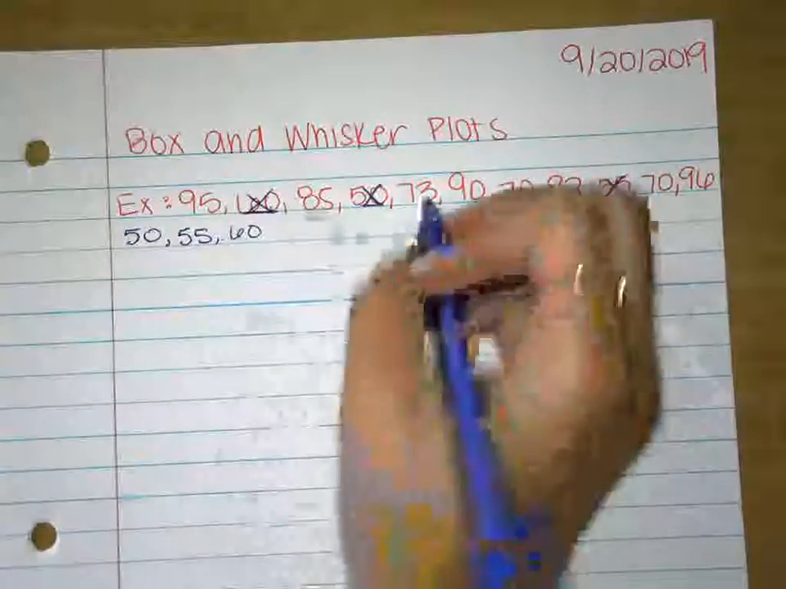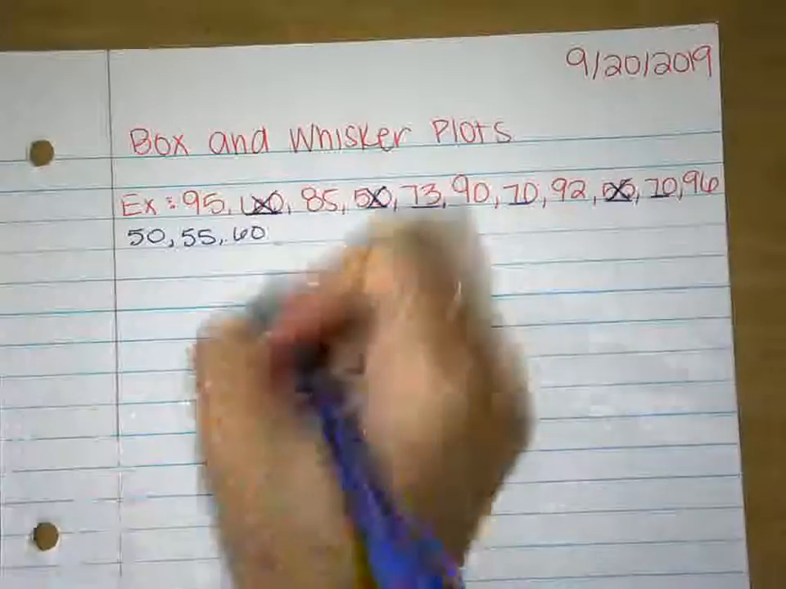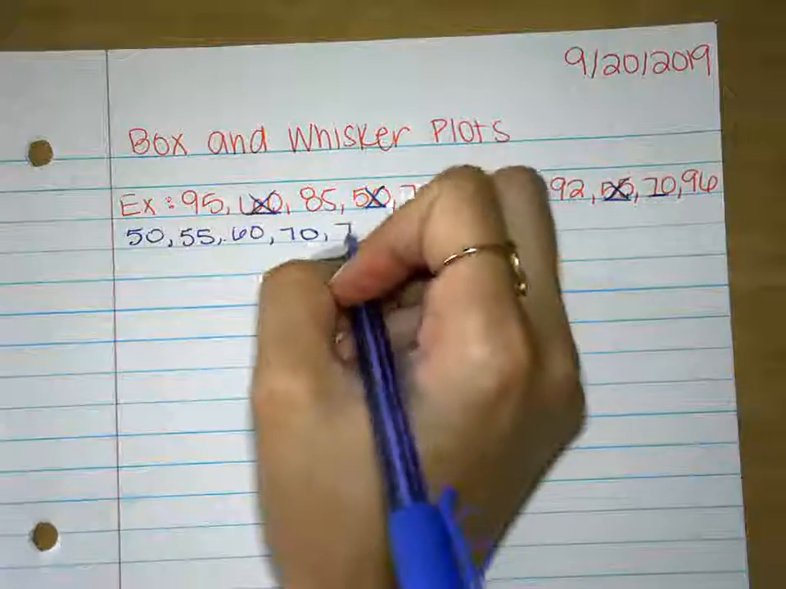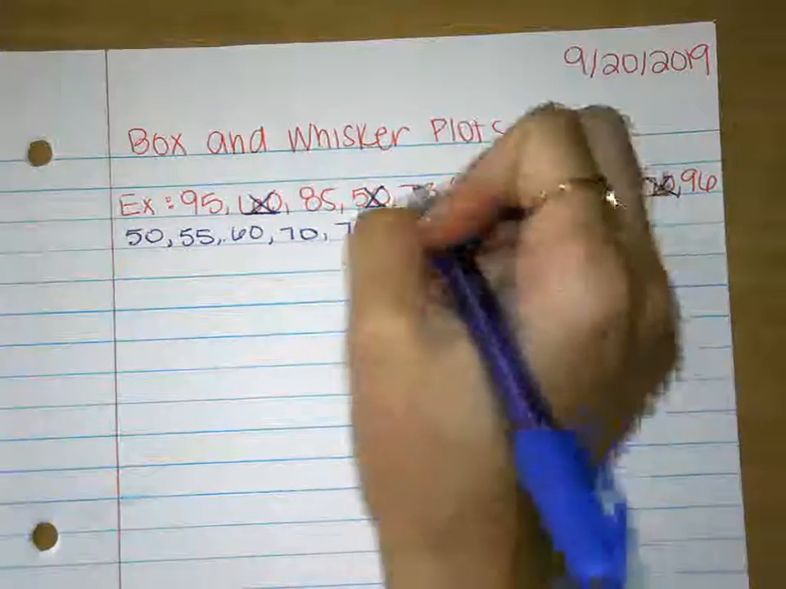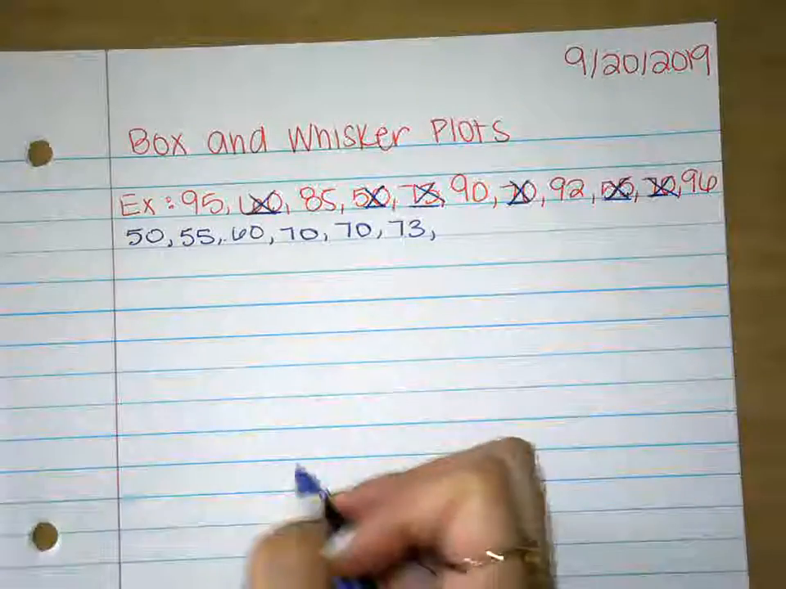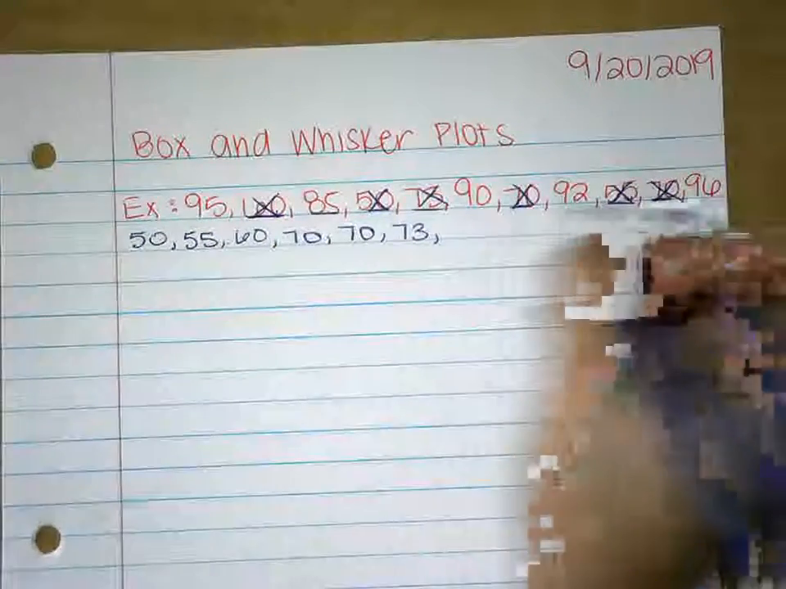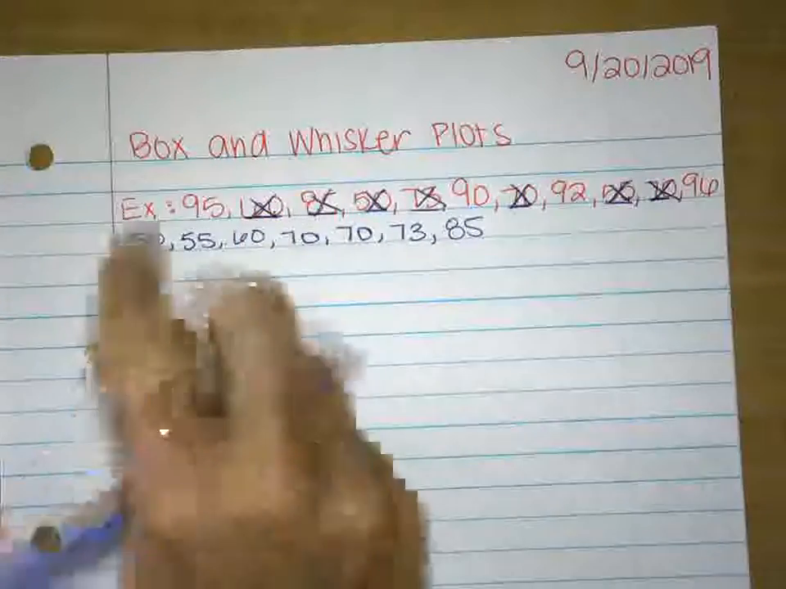Now I'll look for numbers in my 70s. I have a 73, a 70, and a 70. So I'm going to write comma 70, cross it off, comma 70, cross it off, comma 73, cross it off. And I'm going to keep going. I'm going to see an 85. That's my only one, so I'm going to write 85, cross it off.